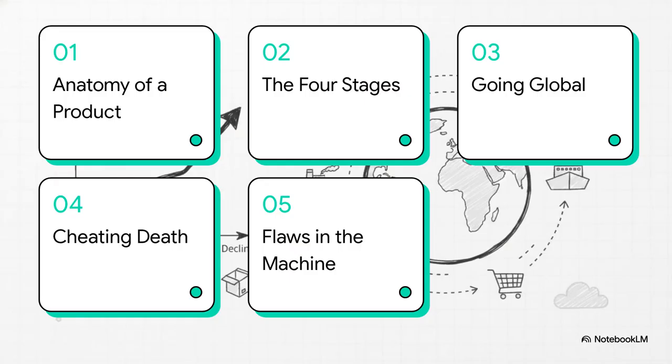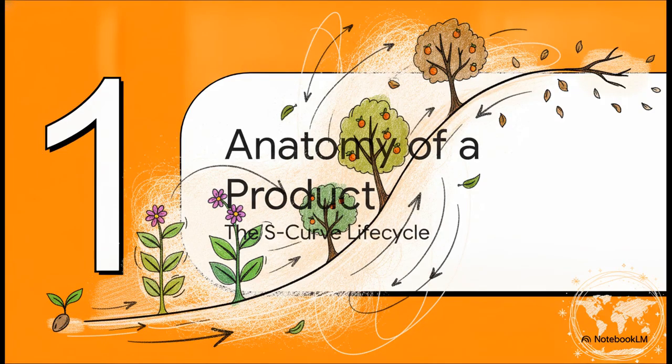Here's our game plan for today. First, we'll look at the anatomy of a product. Second, the 4 stages of its life. Third, going global with Vernon's theory. Fourth, portfolios and cheating death. And finally, flaws in the machine. Section 1. Anatomy of a product.